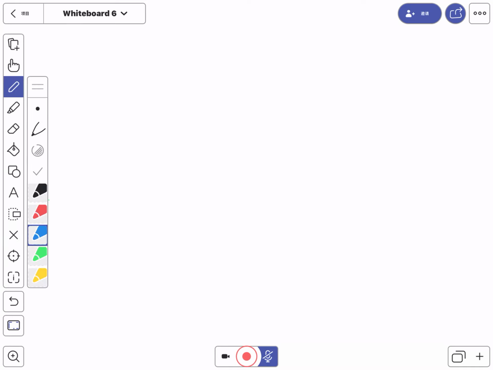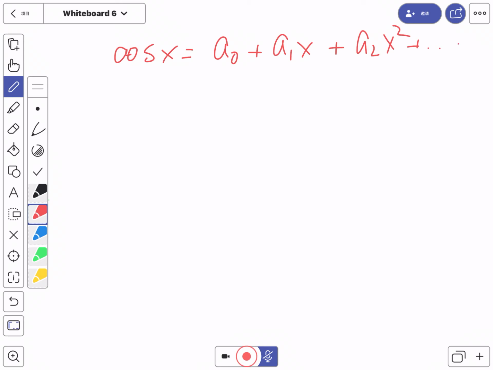Well, we proceed by using a generating function. So let's say that cosine of x can be written as a0 plus a1 x plus a2 x squared plus dot dot dot. This will be more convenient once we find some relationships between different terms. Then we only need to care about the second derivatives, because the first derivative will not really give us anything.